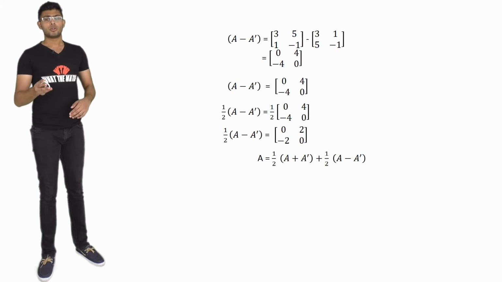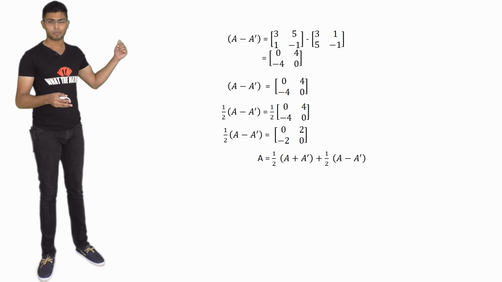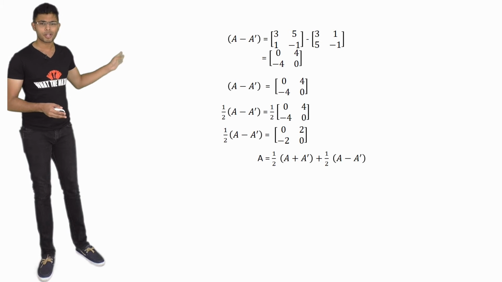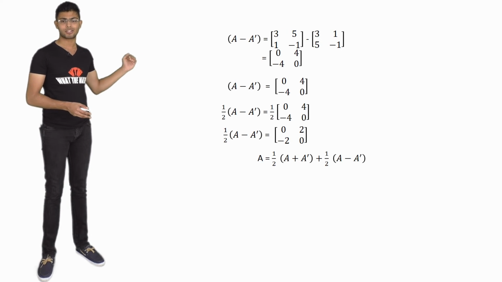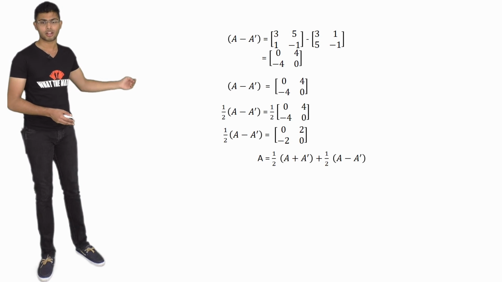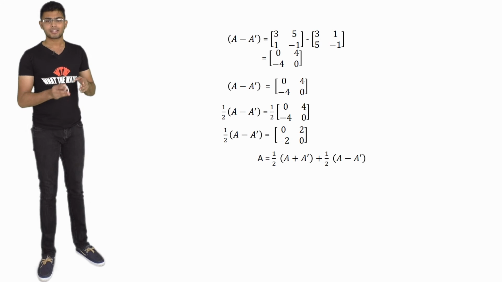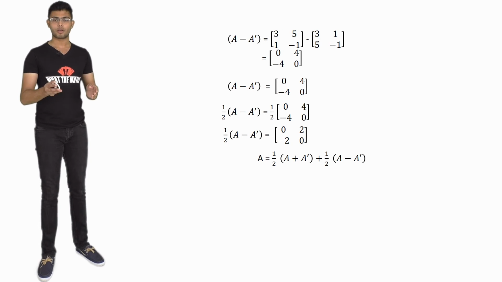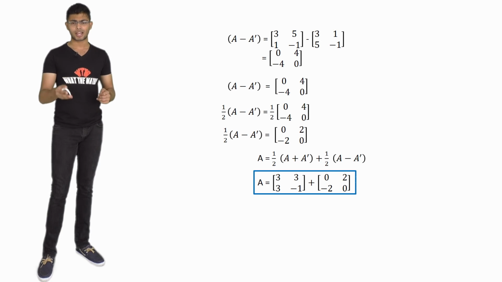Now all you have to do is bring the 1 by 2 into A plus A dash and 1 by 2 into A minus A dash together over here and substitute this over here. So A will be equal to 1 by 2 in brackets A plus A dash plus 1 by 2 in brackets A minus A dash. We know both the values, we're just going to add them.